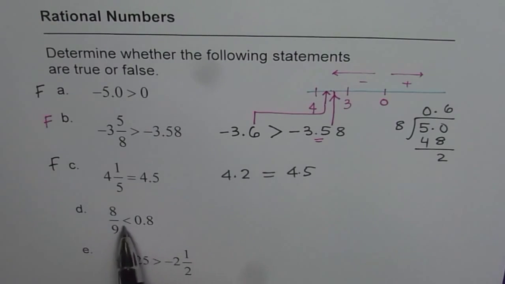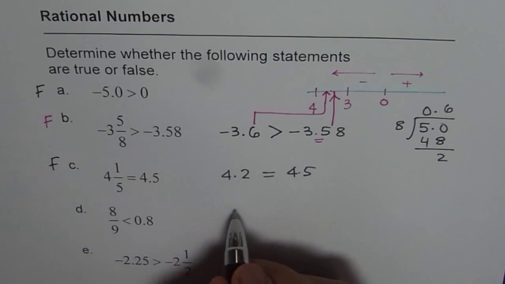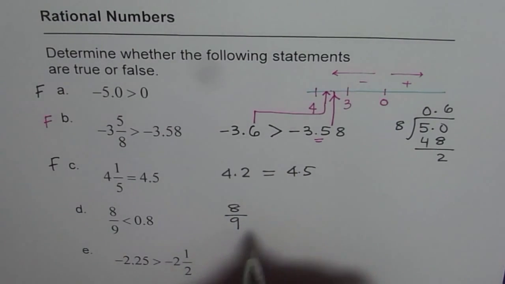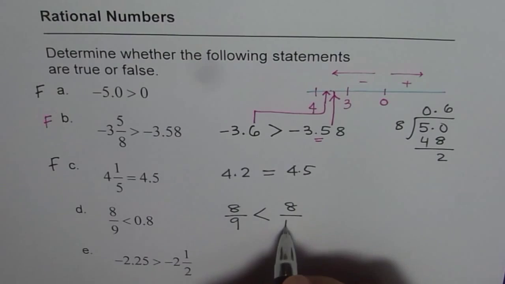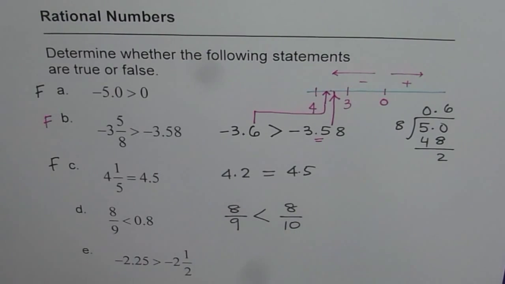8/9 is less than 0.8. Think like this. 8/9 is less than 0.8 means 8/10. Now is it true or not? Decide, right? Also check with minus 2.25 greater than minus 2.5. You can pause the video, answer, and then check with my answer, okay?